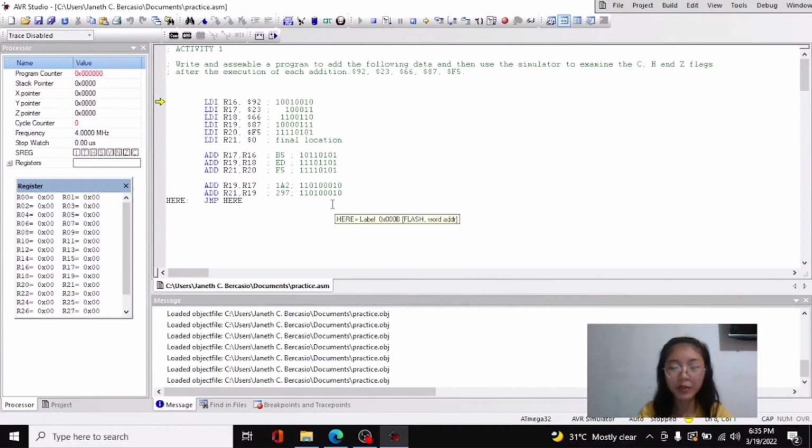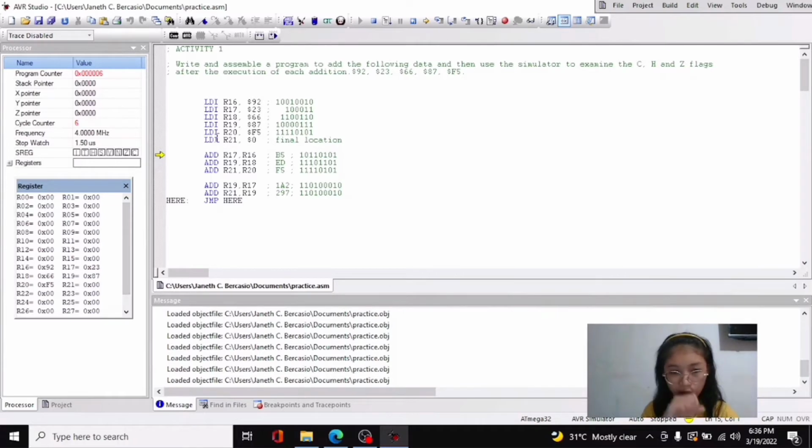Okay, so I will be pressing F11 to examine each line of code. So we load 92 to R16, we load hex 23 to R17, we load 66 to R18, load 87 in hex to R19, we load F5 in hex to R20, and we load 0 in hex to R21. So there's no reaction or condition given by our status register when we are loading data or storing values inside a register.